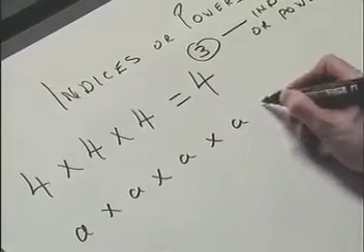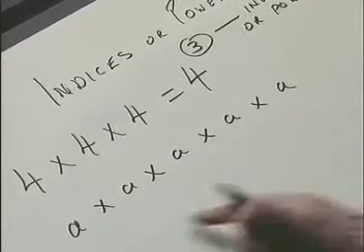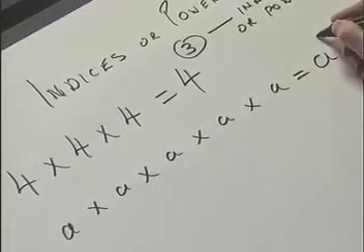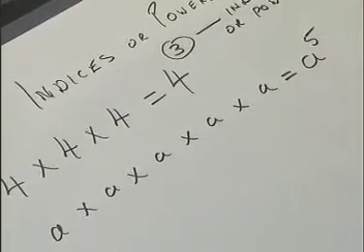We can do this with letters. So we might have A times A times A times A times A, and that's A multiplied by itself 5 times. So we'd write that as A to the power 5.